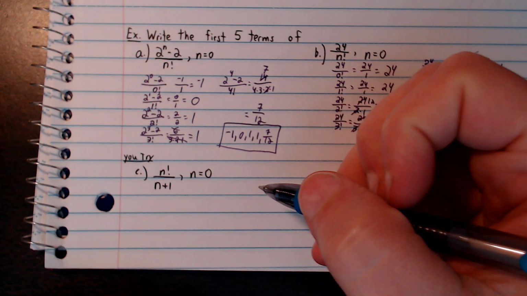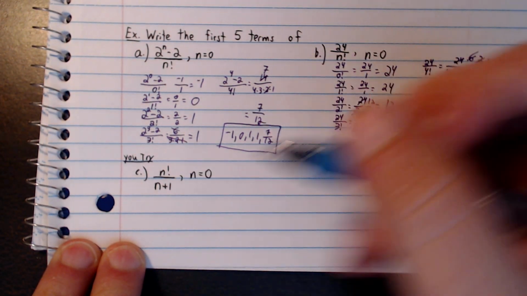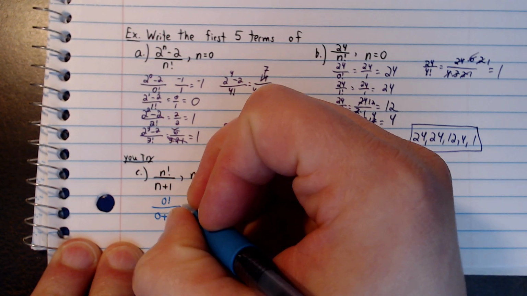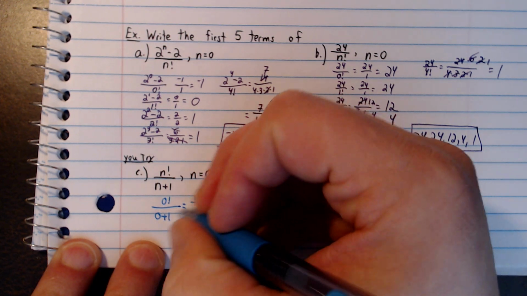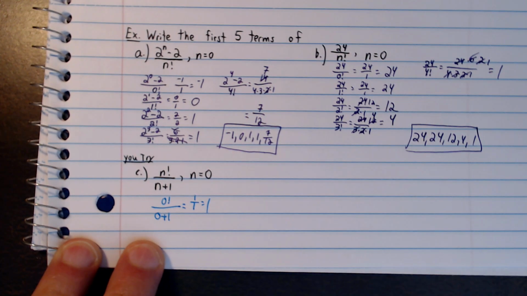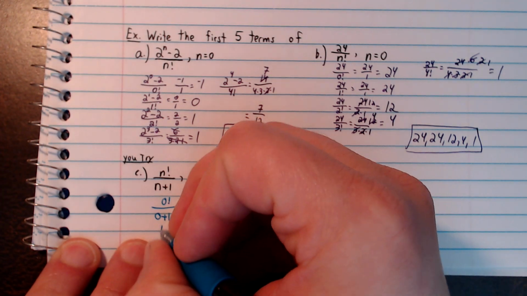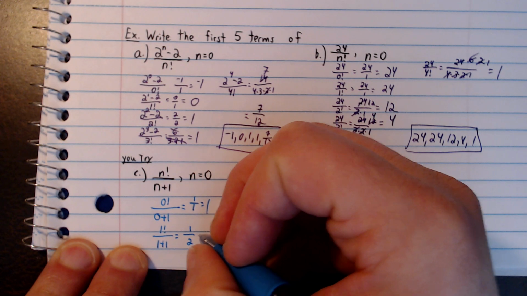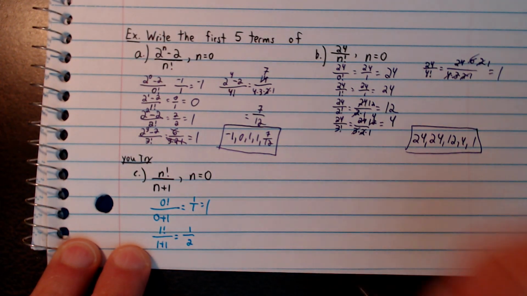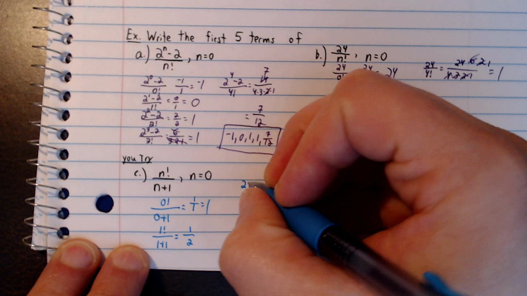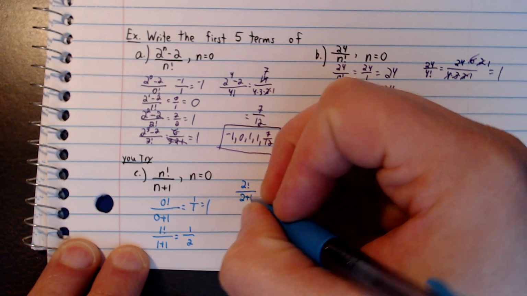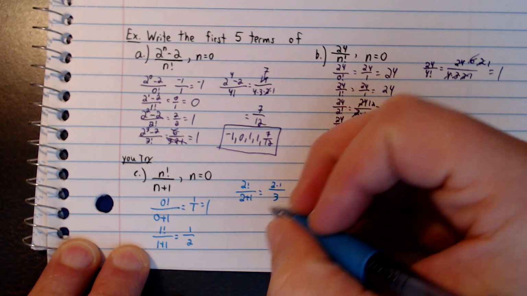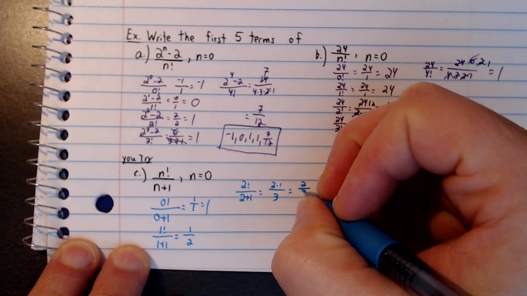Alright, let's see. So remember, you're plugging in 0 first wherever you see n. So you got 0 factorial over 0 plus 1. 0 factorial is 1. 0 plus 1 is 1. First term, 1. 1 factorial over 1 plus 1. So that's 1 over 2. That one needs no reducing. 2 factorial over 2 plus 1. So that's 2 times 1 over 3, which is 2 over 3.